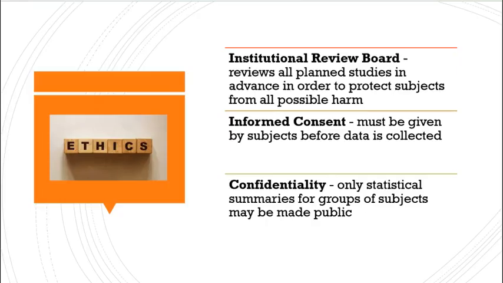Informed consent, okay? We have to tell people you're going to be part of an experiment. We have to tell them how the experiment is going to be run. We have to tell them anything that could potentially happen to them from being part of this experiment, and we have to tell them all of that before they agree to be part of the experiment. And then confidentiality. We don't publish people's names as part of a study. We can publish statistical summaries, so like blank % of people, but we don't publish people's names or identifying information.